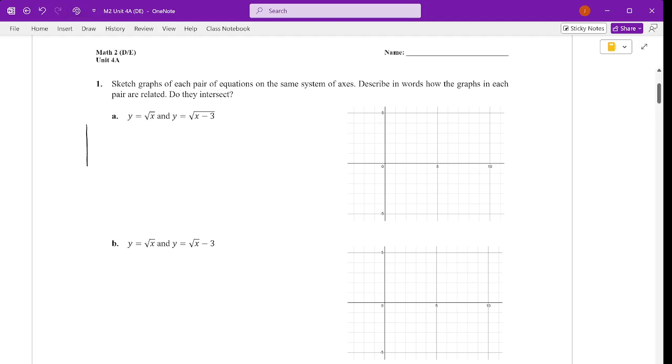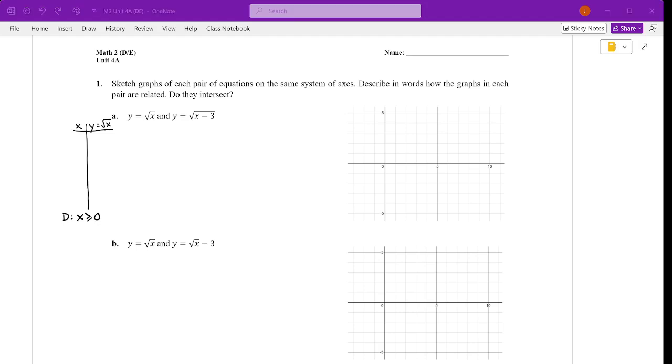And I'm going to make a little chart here. Now there are a few easy values to plug into a square root. One thing to note: you can't have negatives underneath that root, or else you get imaginary numbers, which you can't graph. So we're going to restrict this. I'm going to put D for domain, so that I'm only using x values that are 0 or bigger.